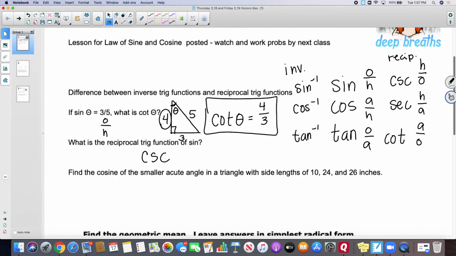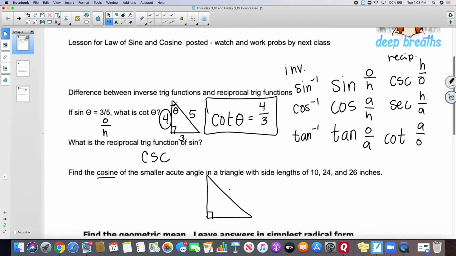And then the third question on your quiz in that little section was: find the cosine of the smaller acute angle in a triangle with side lengths of 10, 24, and 26. Well, the only way you can find the cosine is if it's a right triangle.